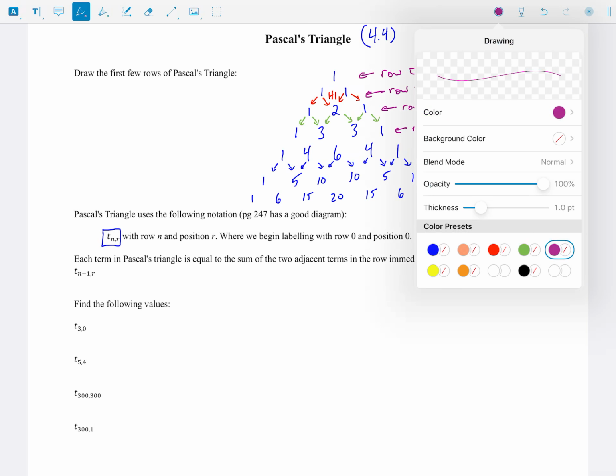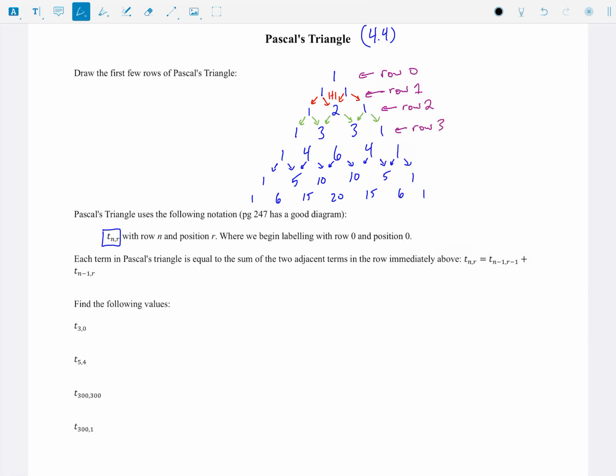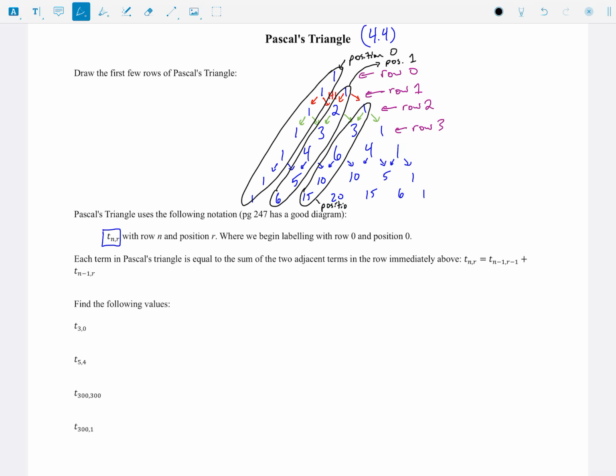For the position number, let's pick a nice cool color for this. Let's go with black. That's not cool. Okay, the position, all of this right here is position 0. This is position 1. And so therefore, this right here would be position 2. Okay, and we can keep going from there.